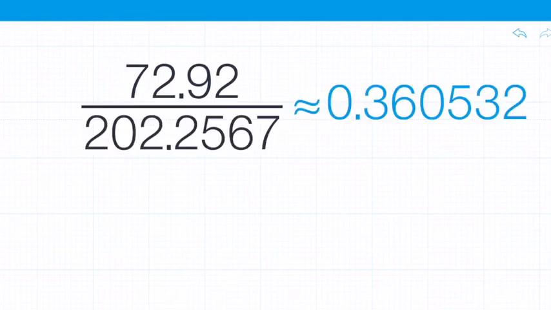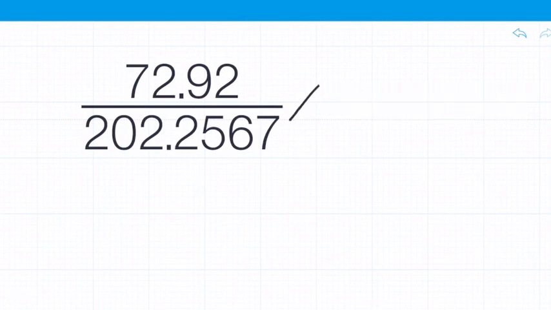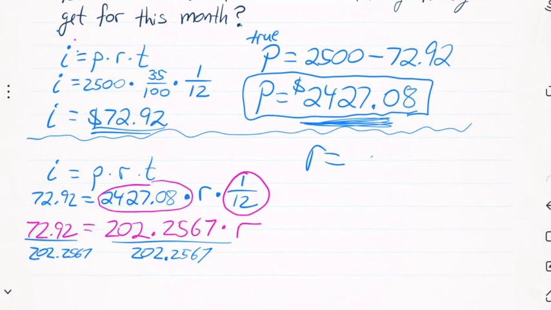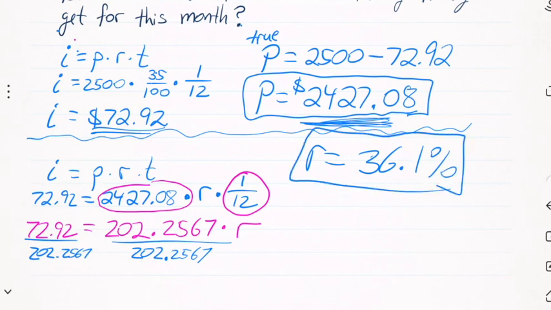202.2567. Here's our problem. This is a decimal, but we know we're solving for r, and we know r is usually written as a percent, so we're going to have to multiply this by 100 to change it into a percent. So this is 36.1%. So they advertise the loan at 35%, but the true interest rate is 1.1% more than that. So this is why it's truly just a ripoff.